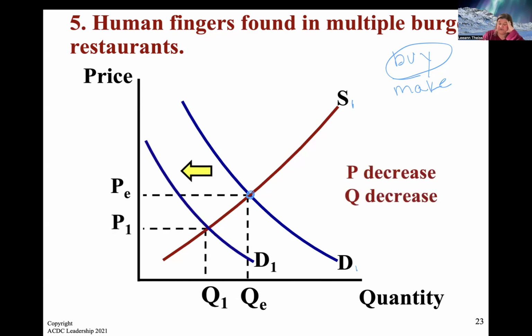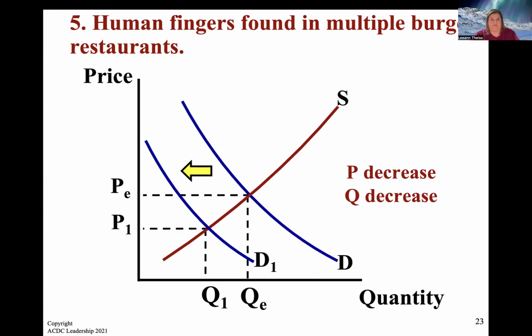And again, we're going to call this D2. Put your arrow. Oops, what am I doing? That's not right. Here we go. Here's our new equilibrium point, and then drop down Q1 and P1. And then what was the effect on the market? Well, price went down and quantity went down. Yeah, good.